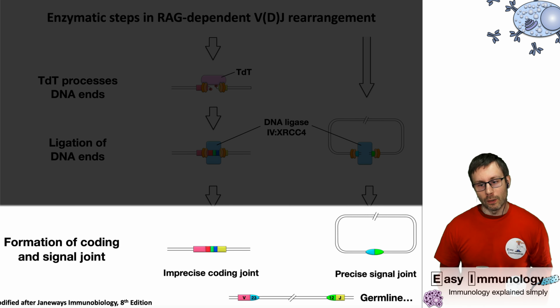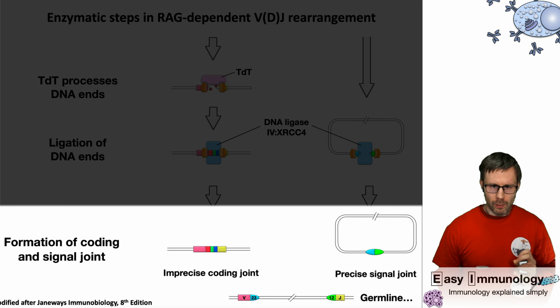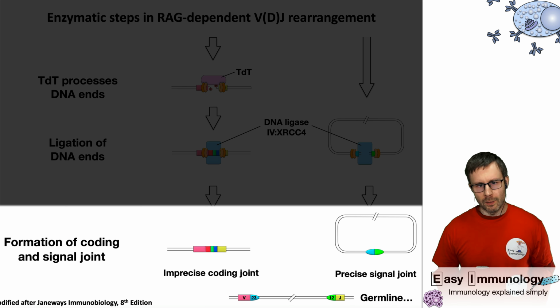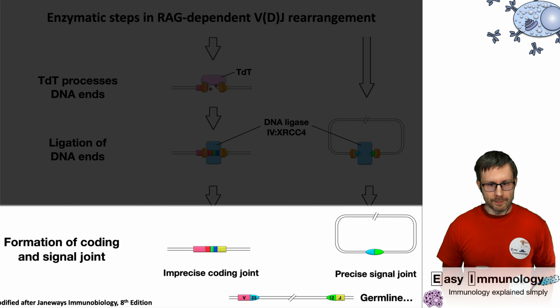And this is called the coding joint, because this is then coding for the T-cell receptor, forming the protein of the T-cell receptor. And this is imprecise, yeah? The right side was precise. You can see exactly the blue and the green one with nothing else, nothing more, nothing less. But the coding joint is imprecise because there was information added or even subtracted, as we will see.